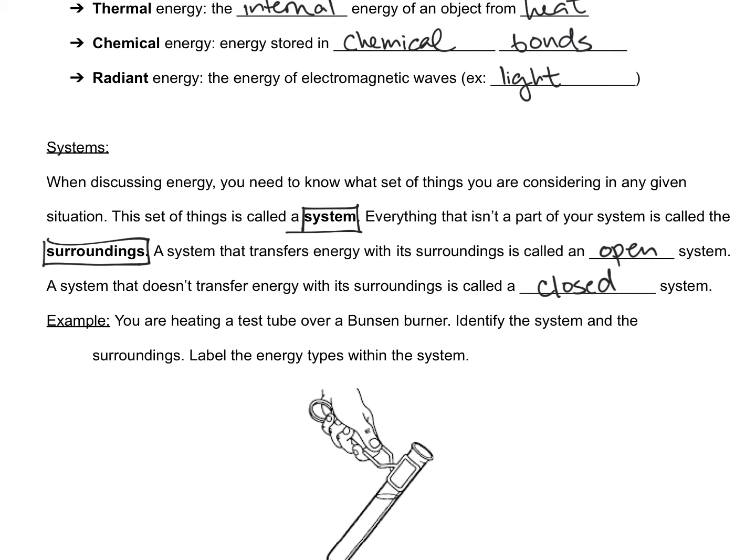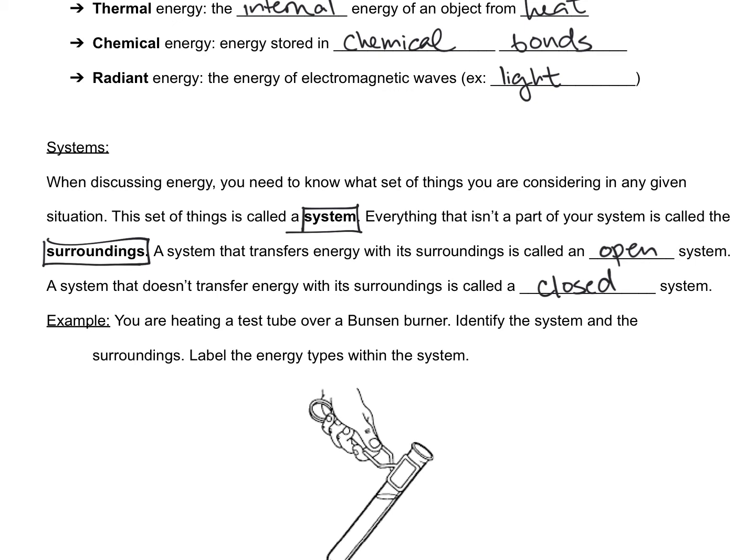Even though it's technically there, we don't think of it as part of our system because it doesn't really matter in the scenario we're looking at. So even though there aren't really any closed systems in the universe, a lot of times in science we will consider a system closed because that's a good enough approximation to get the results that we need.